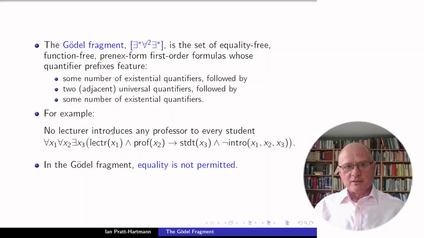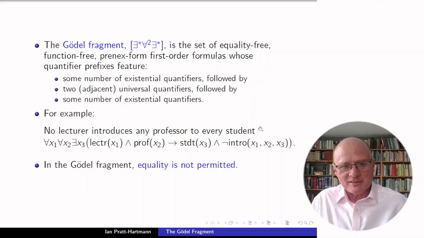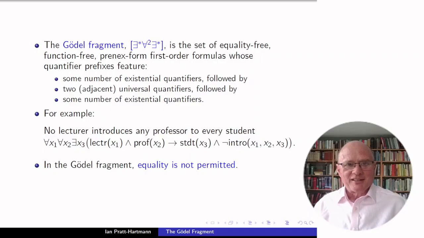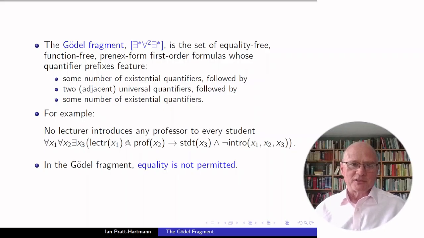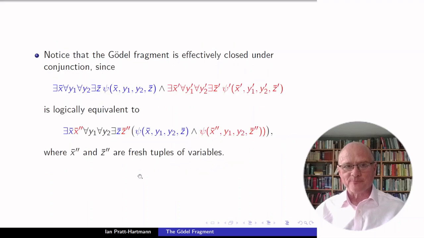Here's perhaps another example of a formula in the Gödel fragment that might be useful, one with some existential quantifiers. So, no lecturer introduces any professor to every student. That's in the Gödel fragment. We have 2 universal quantifiers, an existential quantifier, so it's definitely in the prescribed form. There's no equality, and I think you'll agree that the formula is glossed by the sentence above. Okay, and I've already stressed equality is not permitted.